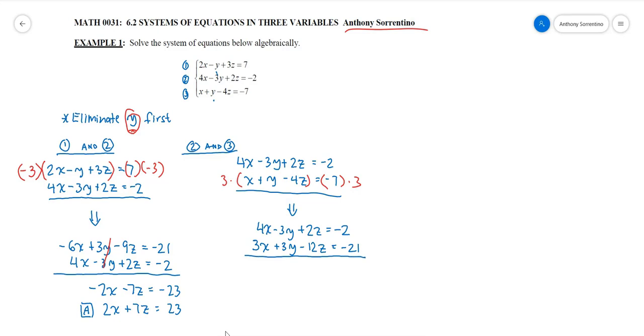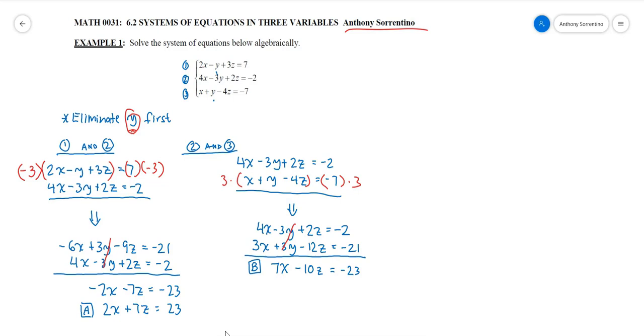And when I add them together, I get 7x. The y's cancel again. They should. That's what I was designing it to do. Minus 10z equals a negative 23. And I'm going to call this equation B.